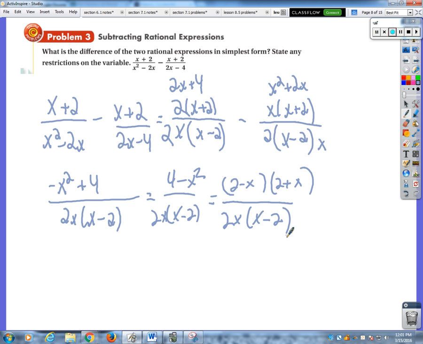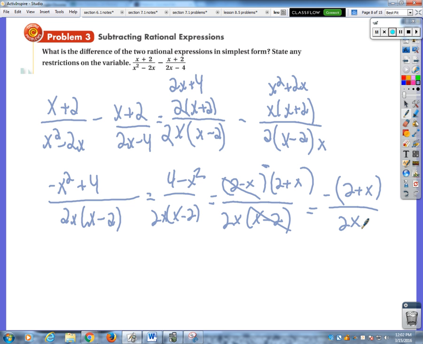So what do you notice about 2 minus x and x minus 2? They cancel out, but they're not the same. They are opposite of each other. So when they cancel out, they don't cancel and make 1. They make negative 1. So when I cancel opposites, I need to throw a negative in there. So my final answer is going to be negative 2 plus x over 2x.